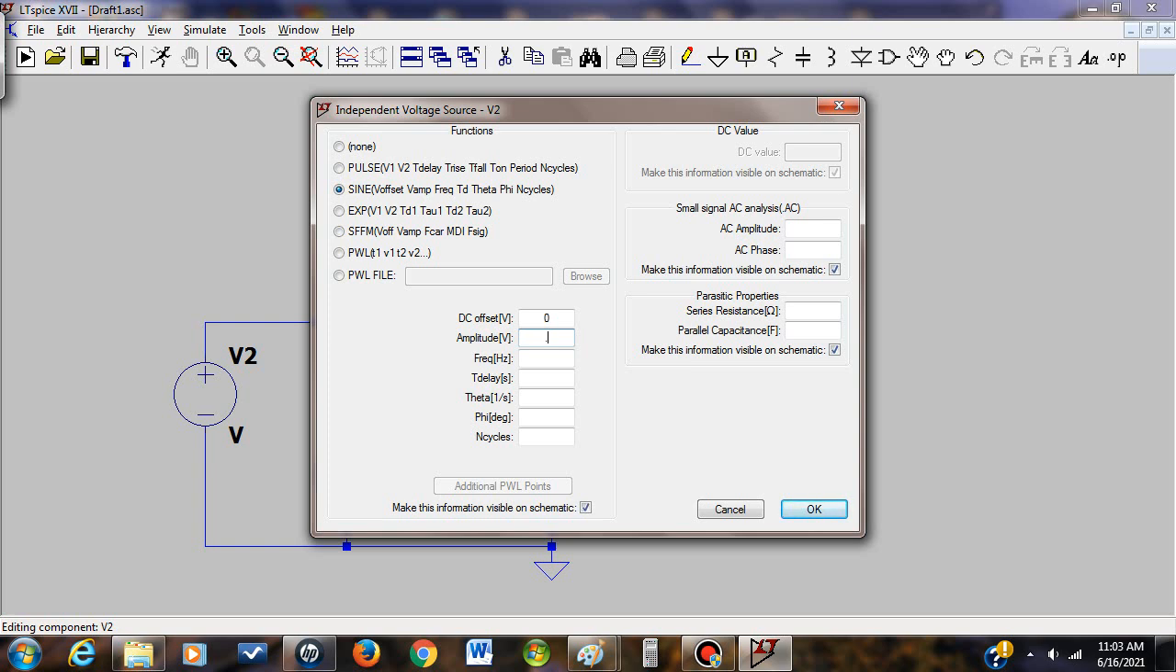So perhaps I should go ahead and do 0.05. All right, so it's 0.05, and that's just V peak. Then peak to peak would be 0.1 volts. And let's go with a frequency, say about 1,000 hertz. And let's go with that.